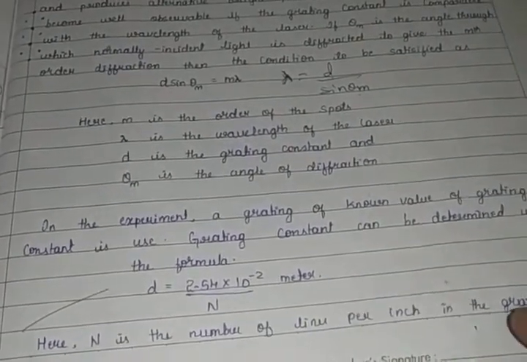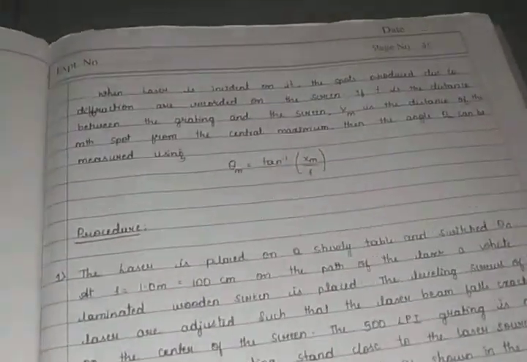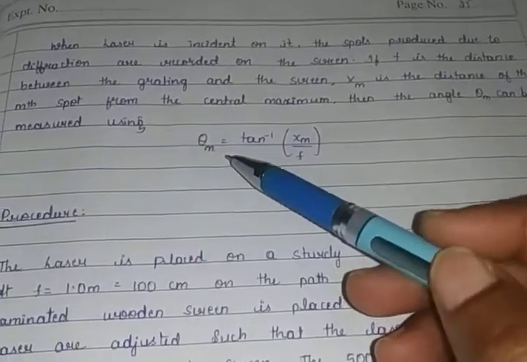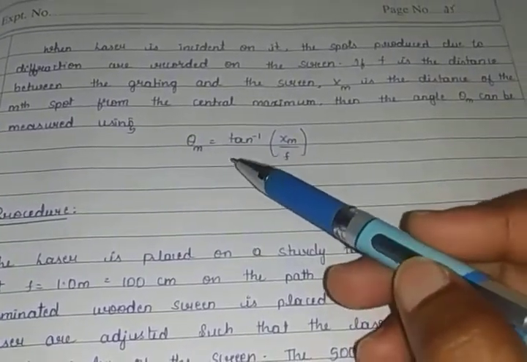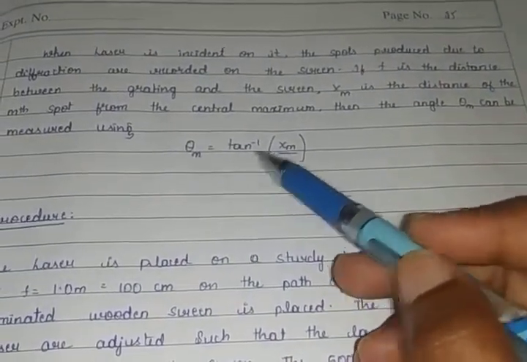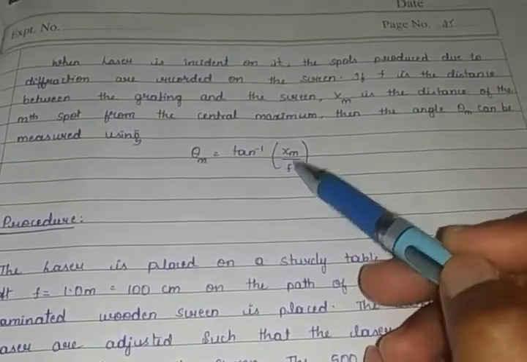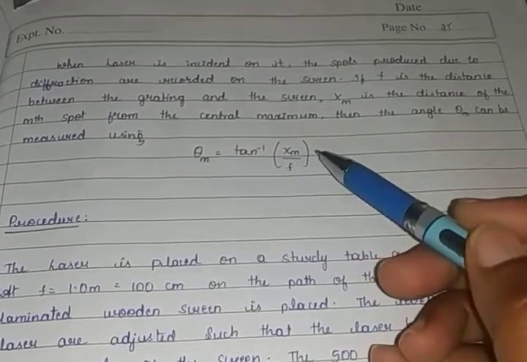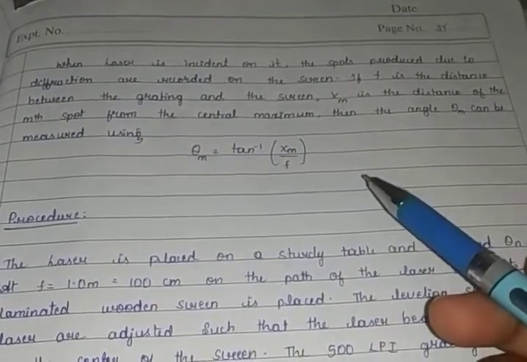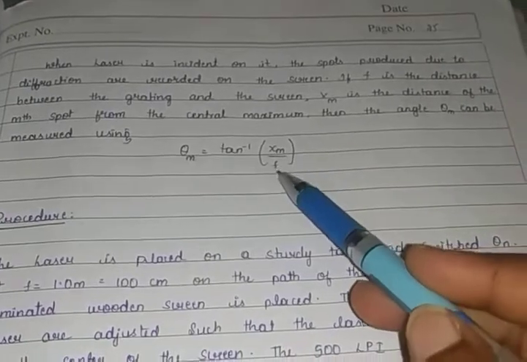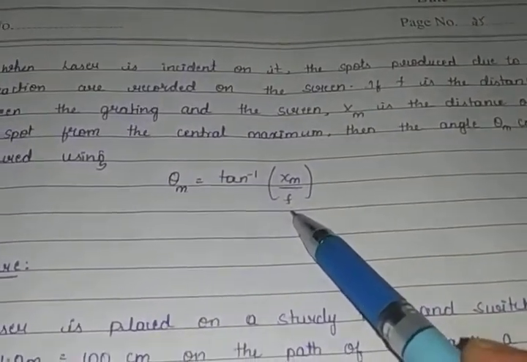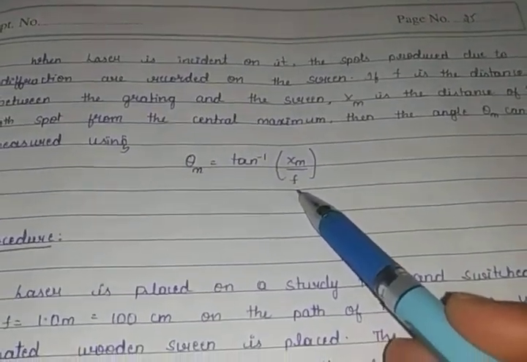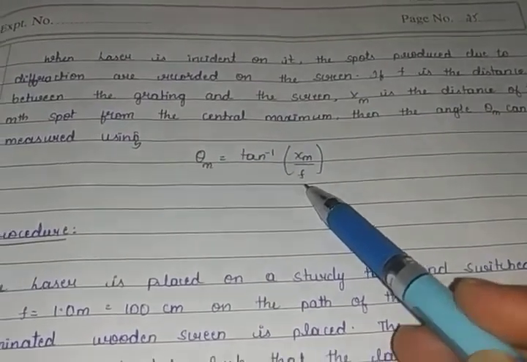So in the grating given, the number of lines is specified. The angle of diffraction has another formula, that is tan inverse of xm by f. Here xm is the distance from the screen between the two spots on both sides, and f is the distance between the grating and the screen. These 3 formulas we use here.